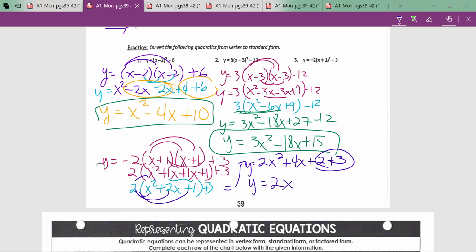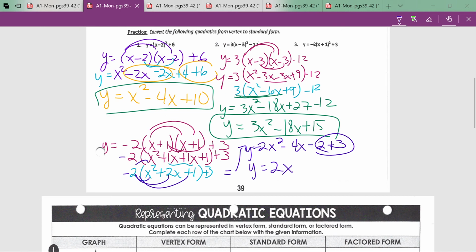Wait, that was a negative 2. Okay, that just threw me off. That was a negative 2, so this is a negative 2x. This is a negative 4x, and this is a negative 2. Sorry. So that's going to change our answer. That's going to be negative 4x plus 1. I knew something looked weird.